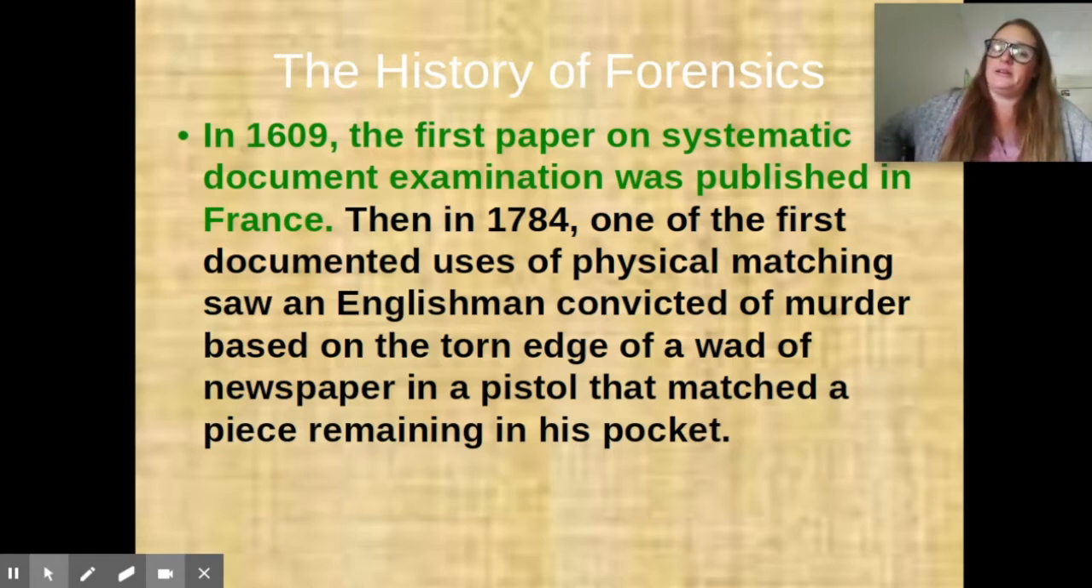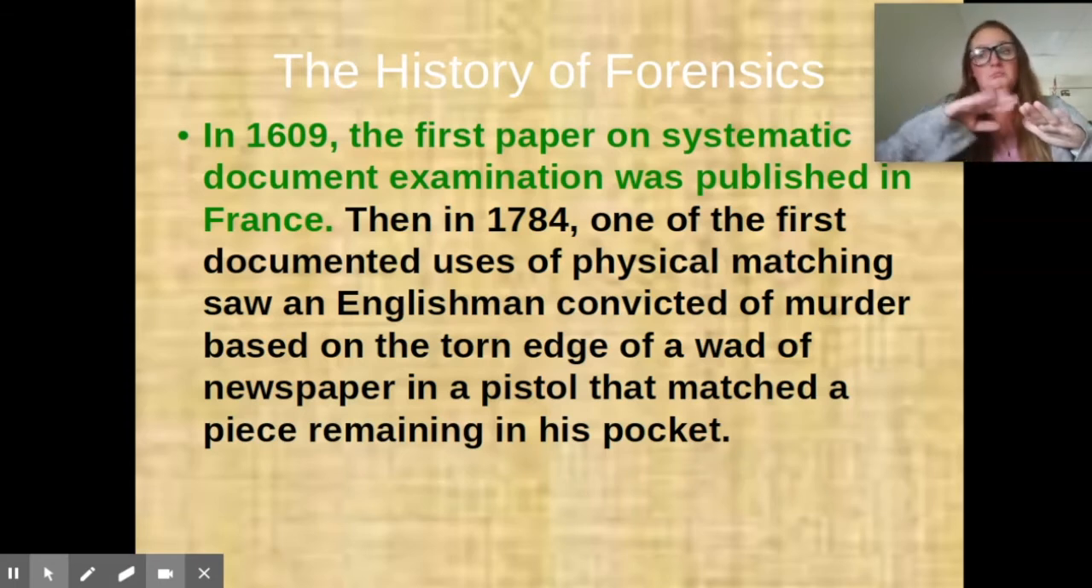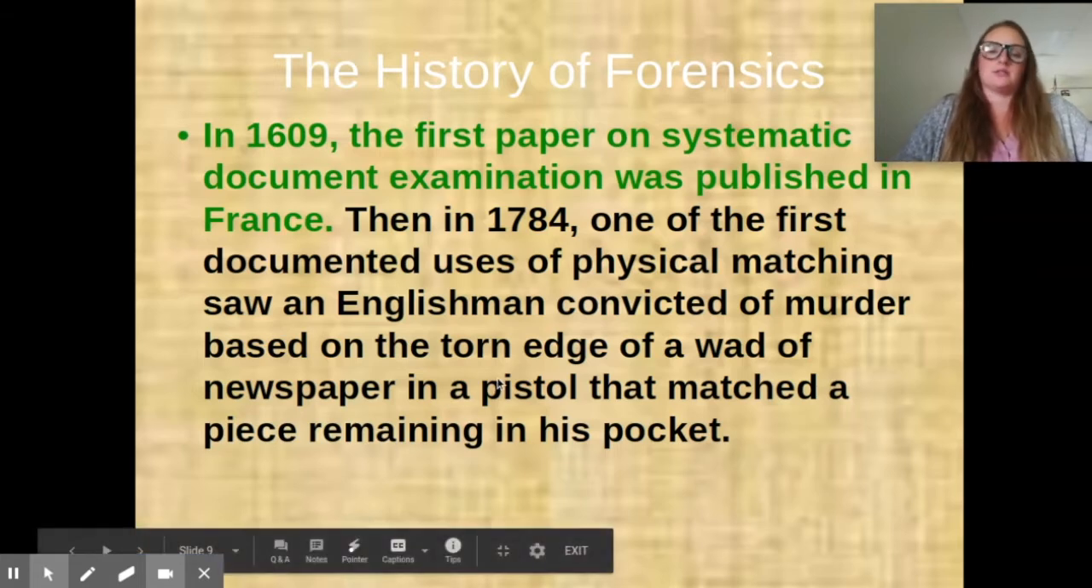In 1609, the first paper on systematic document examination was published in France. Then in 1784, one of the first documented uses of physical matching saw an Englishman convicted of murder based on the torn edge of a wad of newspaper in a pistol that matched the remaining piece in his pocket. So they're looking at the tear mark, and they're actually matching these tear marks up and saying, oh no, this is the same piece of paper. It's the same tear mark, and this little wad that was found in the pistol definitely came from that paper that was in that guy's pocket.